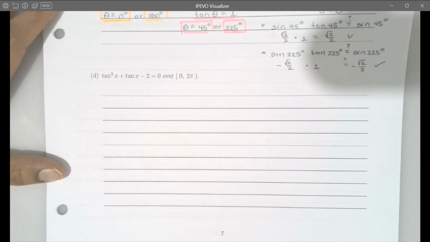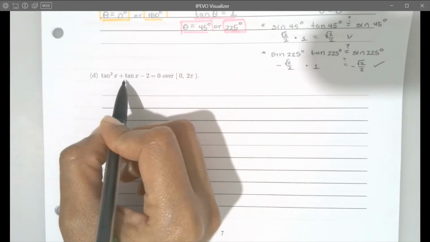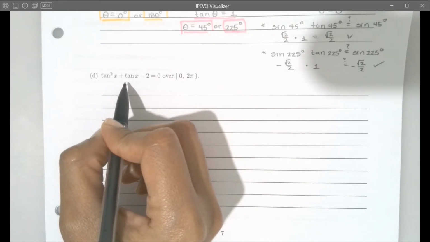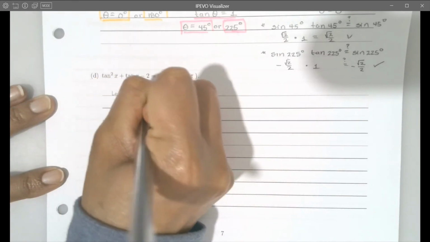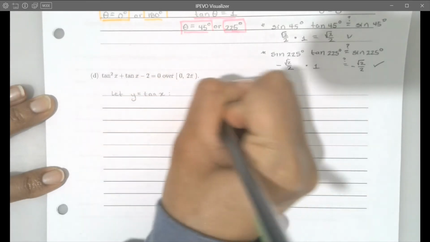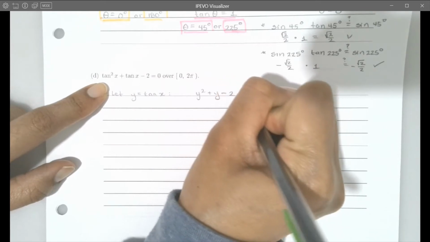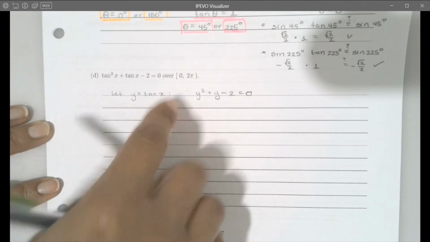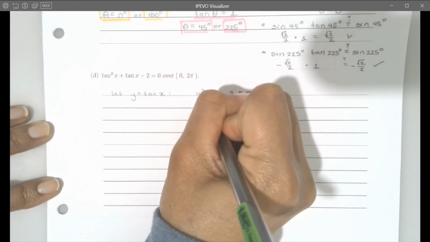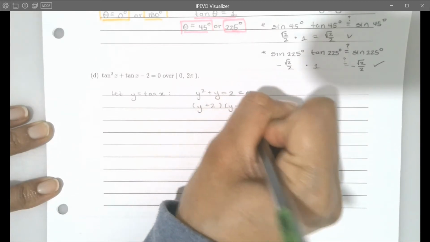So we're going to begin by taking a look at the equation and seeing what we can replace tangent by to make it easier on ourselves and so we can just focus on the algebra aspect of it. So notice that if I let y represent tangent of x, the equation is going to become a y squared plus y minus 2 is equal to 0. Now this equation we've already solved before. We factored it into the product of y plus 2 times y minus 1 is equal to 0.